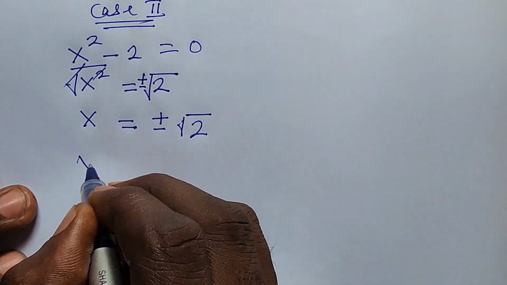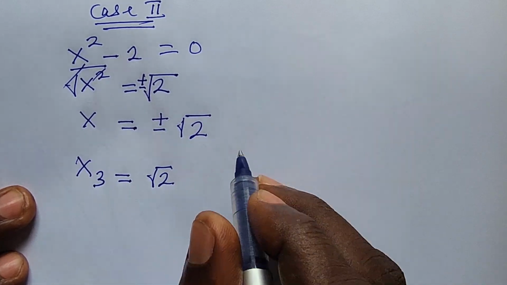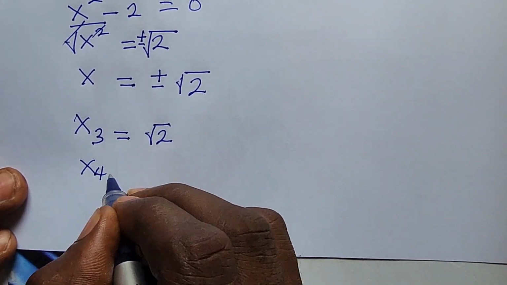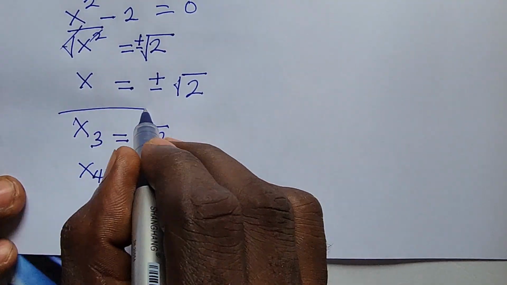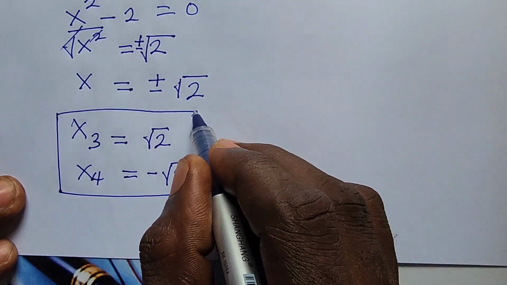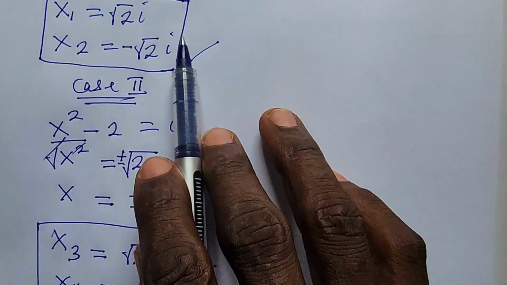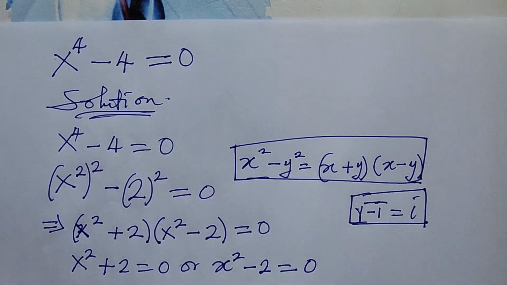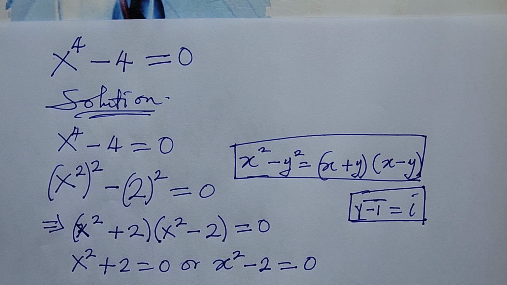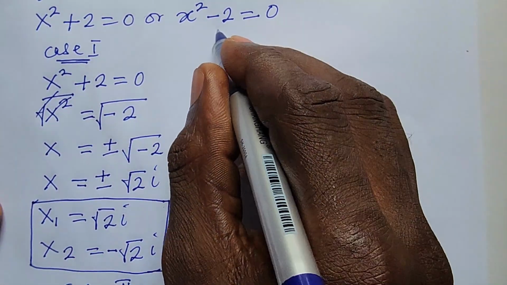So we are now having our x3 is equal to plus root 2, and our x4 is equal to minus root 2. All right, so we have these as the root solutions to this nice exponential equation. But let's do a simple check to know whether these roots are correct or if they will satisfy this original equation. So let's work it out and check.